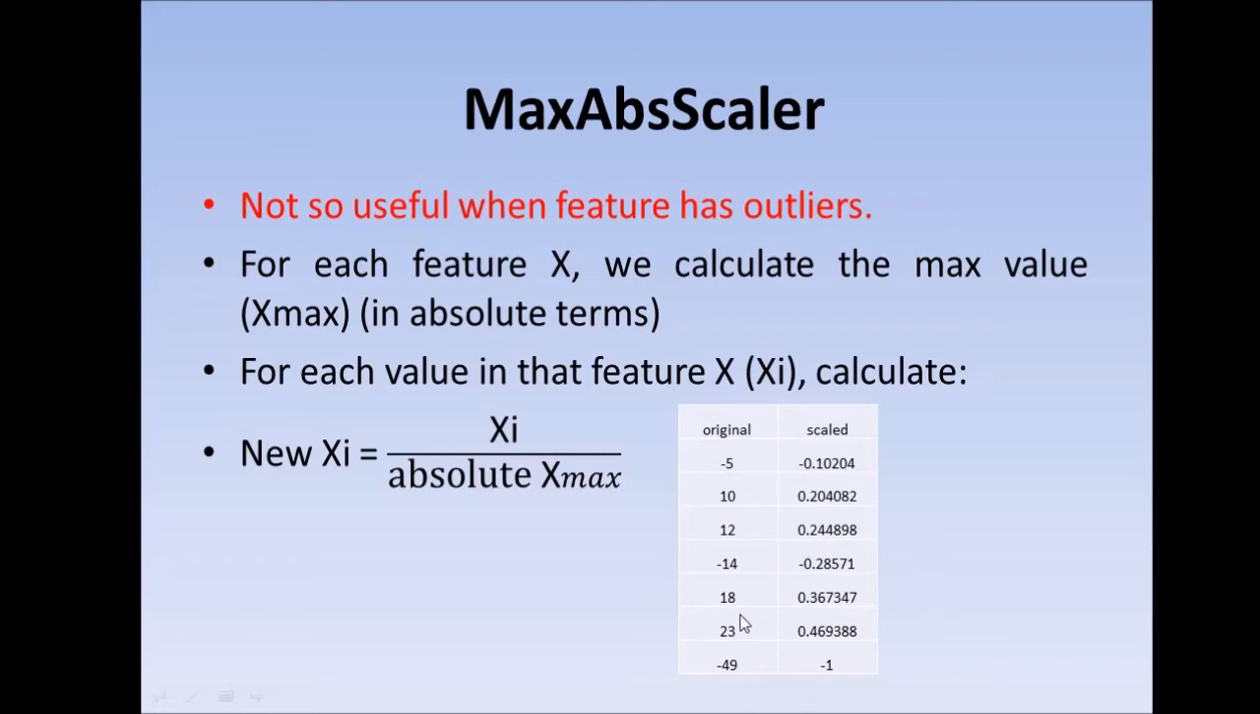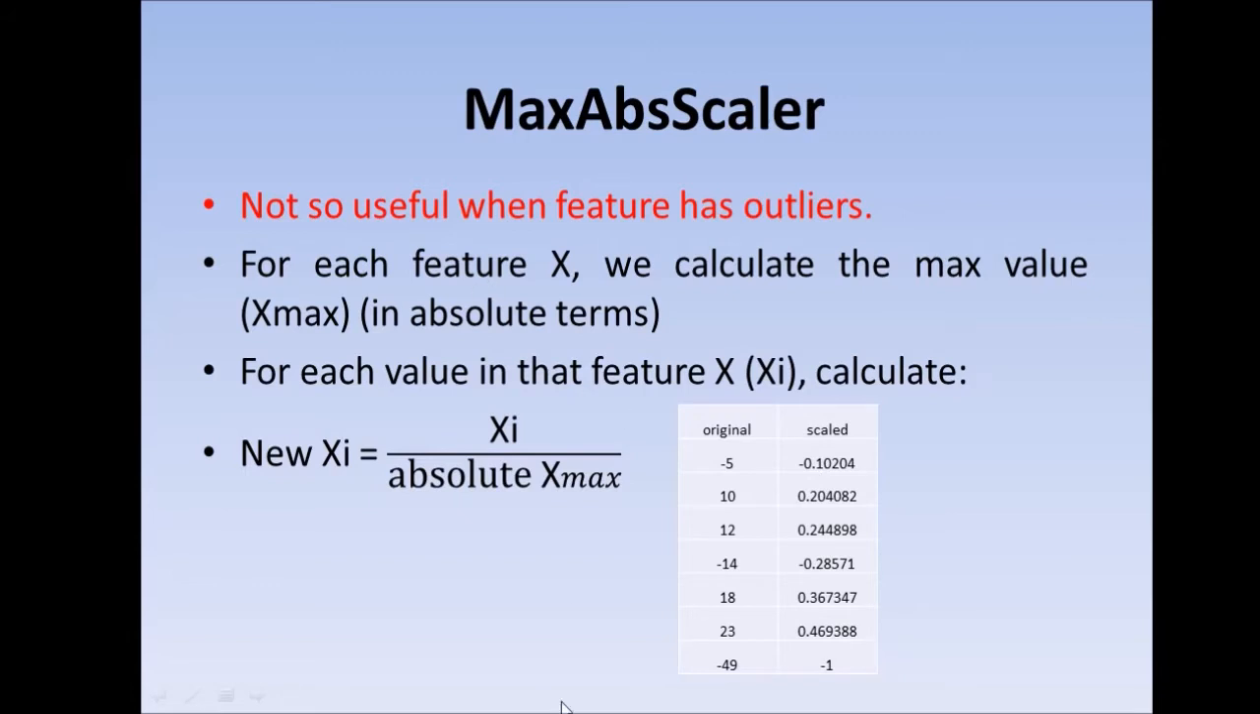So how do we calculate the maximum scaled value? For that, we'll simply divide each observation by the maximum of the absolute value. So what we'll do is say minus 5 divided by 49, 10 by 49, 12 by 49, minus 14 by 49. Similarly, minus 49 divided by 49, so we'll get a minus 1. Okay, so this is how MaxAbs Scaler works. There's nothing more to it.